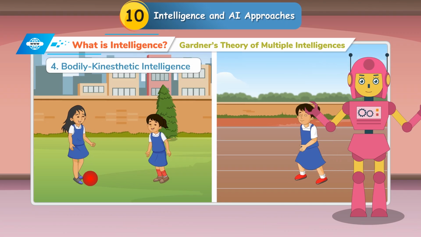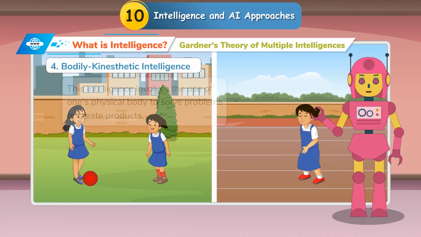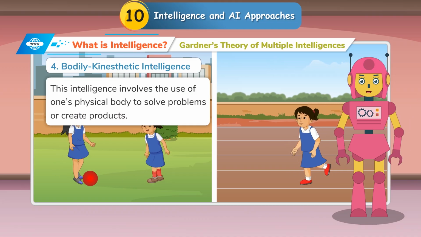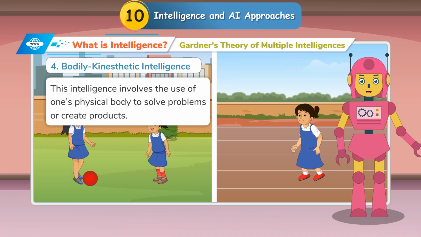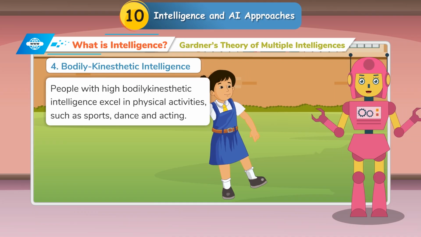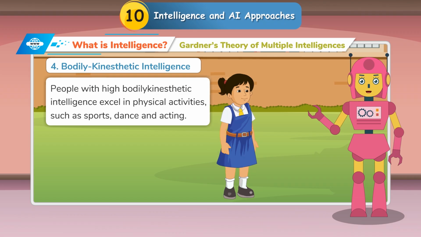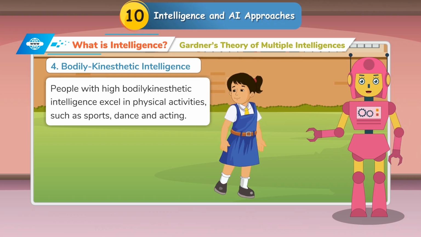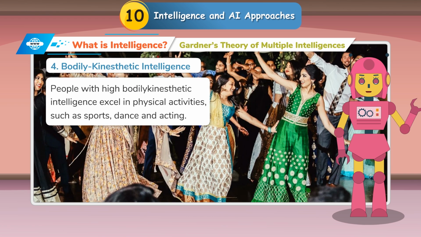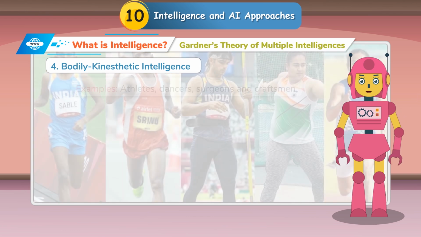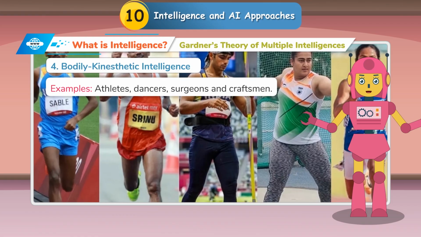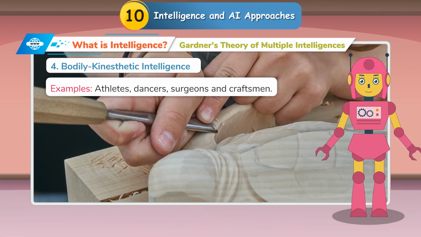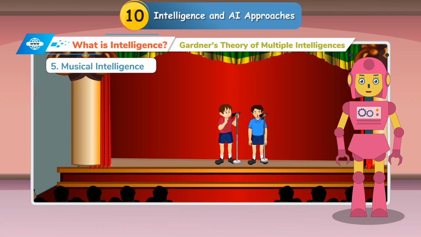4. Bodily kinesthetic intelligence. This intelligence involves the use of one's physical body to solve problems or create products. People with high bodily kinesthetic intelligence excel in physical activities such as sports, dance, and acting. Examples: athletes, dancers, surgeons, and craftsmen.